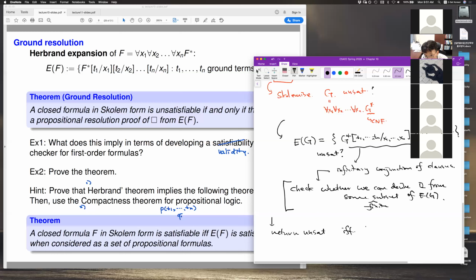If the ground resolution theorem is true, we return unsat if and only if the original formula G is unsat, which means that if and only if the formula that we started with is valid. Otherwise, if G is not unsat and F is not valid, then in that case, this algorithm will go into an infinite loop.